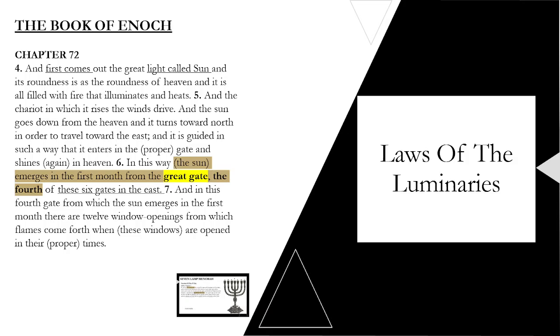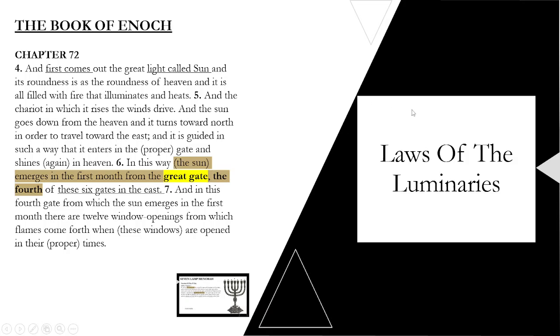In this way, the sun emerges in the first month from the great gate, the fourth gate of these 6 gates in the east. And in this fourth gate, from which the sun emerges in the first month, there are 12 window openings from which flames come forth when these windows are open in their proper times.